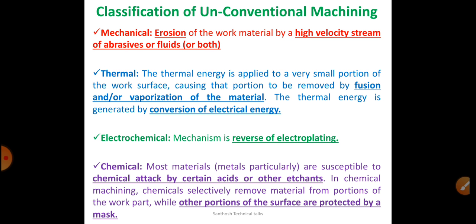Next is the chemical method. As the name itself suggests, the work material is attacked by means of some chemicals like acids or etchants. We use very sensitive chemicals on the area where we have to machine. On that area we apply the chemicals and remove the metal particles. The other portions have to be protected by means of a mask.